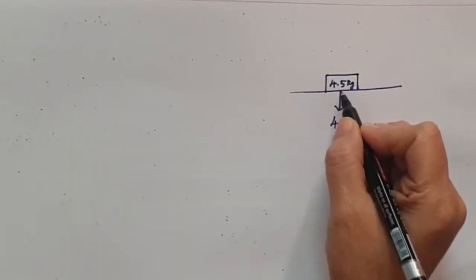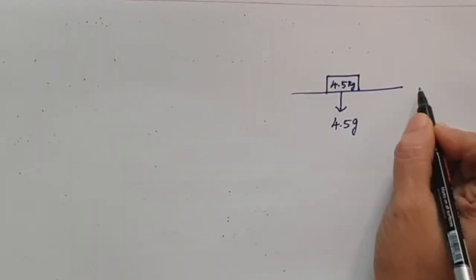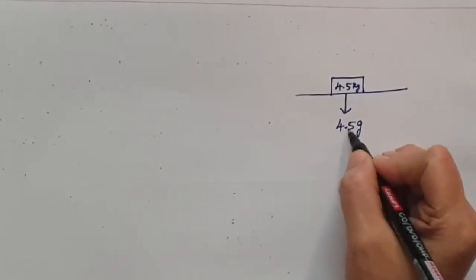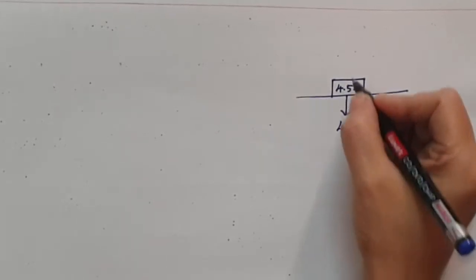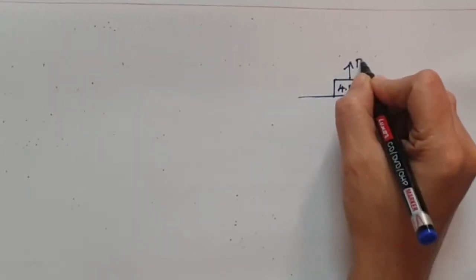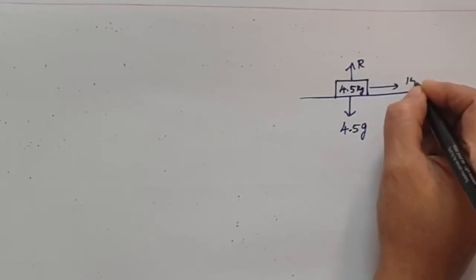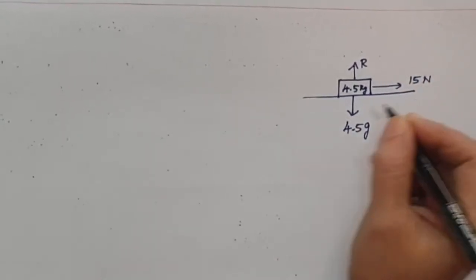work easy. So it is the horizontal box. A box of mass 4.5 kg is pulled along a rough horizontal floor. So now the weight of the box is 4.5 g, and then the normal reaction acts upward. And then there is a force, it is pulled. So it is 15 Newton.